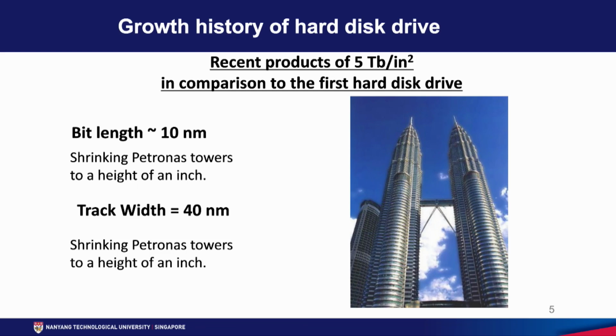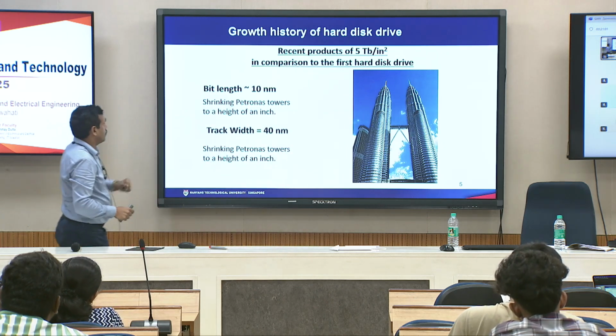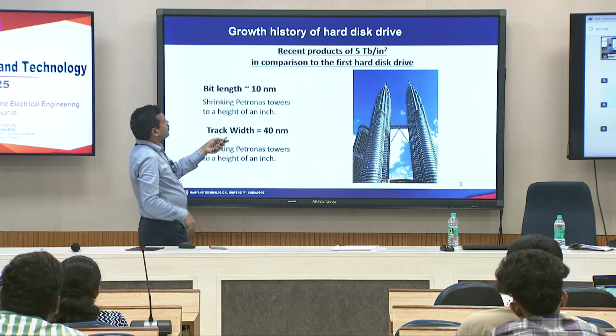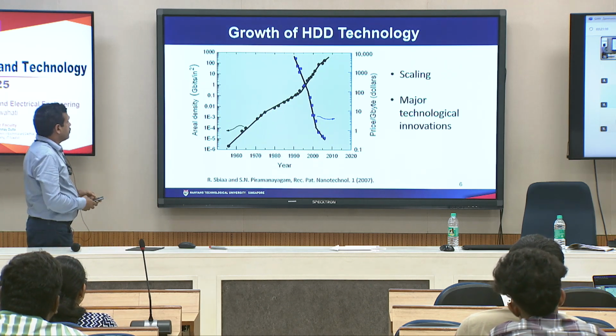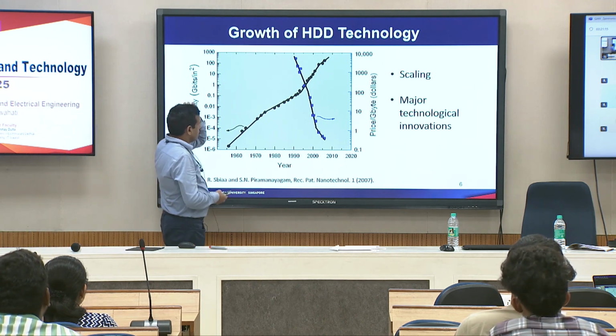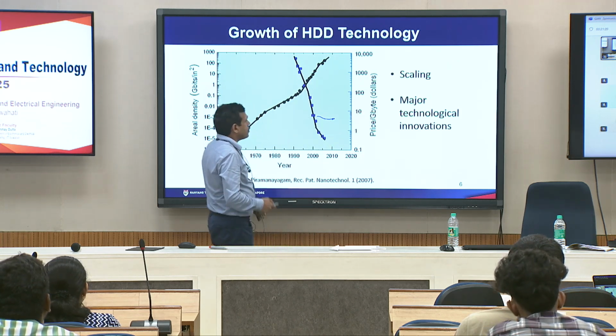Similarly, you take the width of the track. Let us say it was as wide as this Petronas Tower, the first hard disk drive. Now, it is this size, 1 inch. So, this much miniaturization has happened. Because of that, now we have very high density hard disk drives, because we can pack more bits. So, the price that we pay for every gigabyte was falling down, and so on.